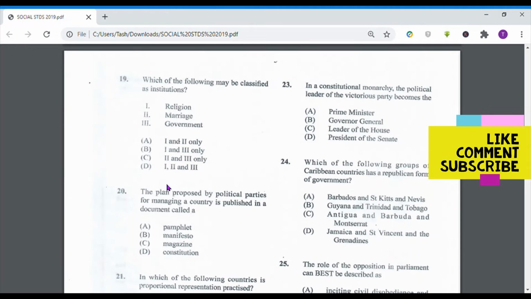23. In a constitutional monarchy, the political leader of the victorious party becomes the Prime Minister. So the options are Prime Minister, Governor General, Leader of the House, or President of the Senate. So the answer would have been Prime Minister.